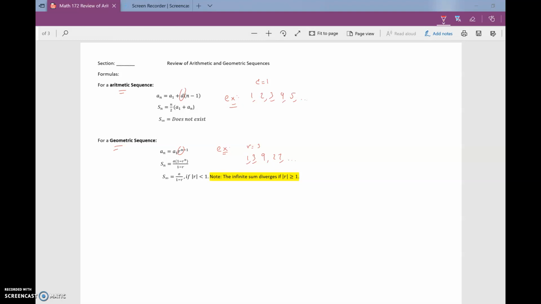So that's the main difference between arithmetic and geometric. Arithmetic, you keep adding a value. Geometric, you keep multiplying a value.